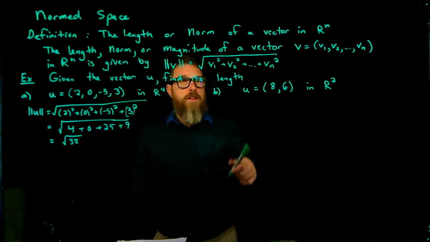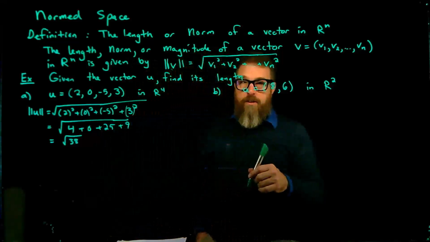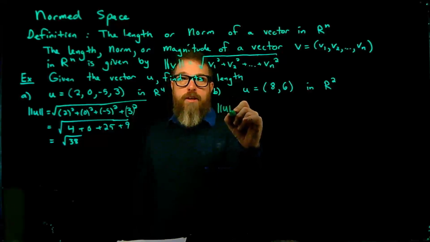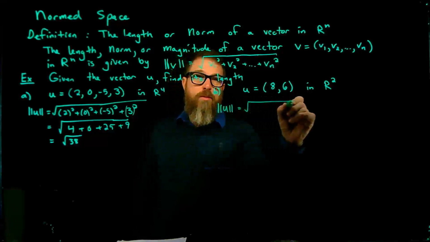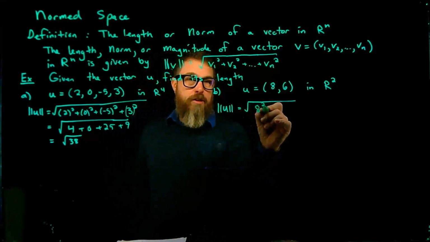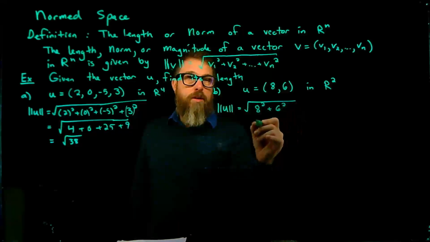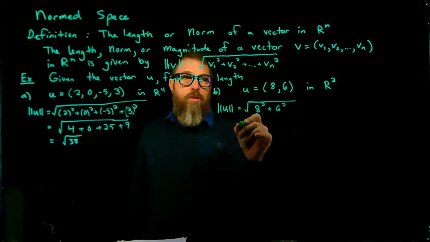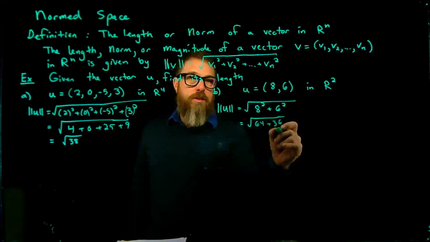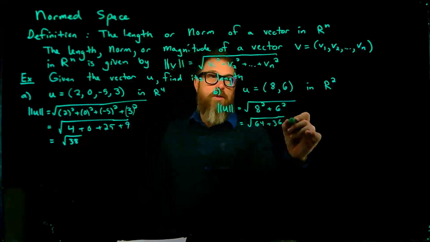Now, if I want to find the length of a vector in R2, it's done the exact same way. It's the square root of the sum of its components squared. So this is going to be 8 squared plus 6 squared, which is going to be equal to the square root of 64 plus 36, which in this case is going to be equal to the square root of 100, or 10.